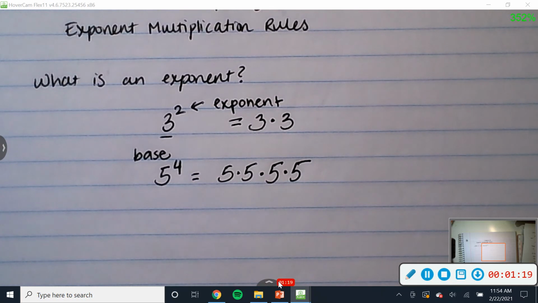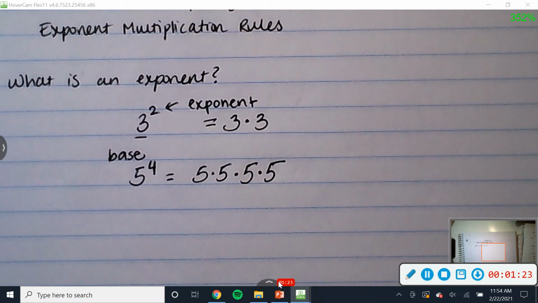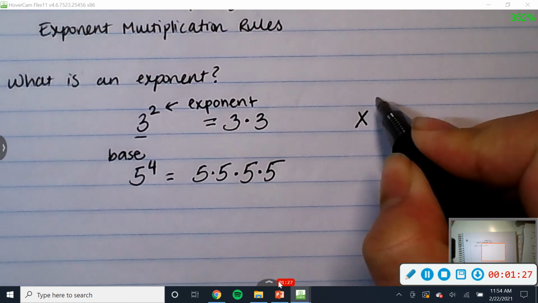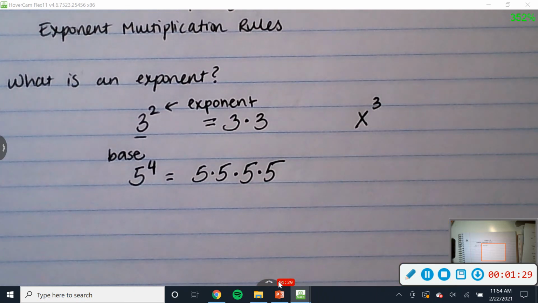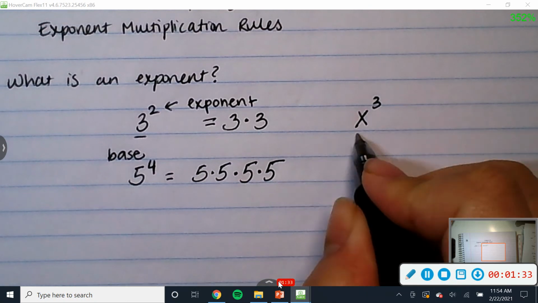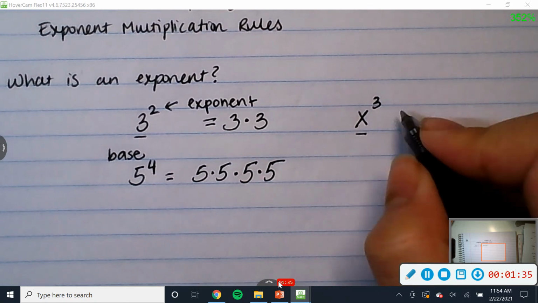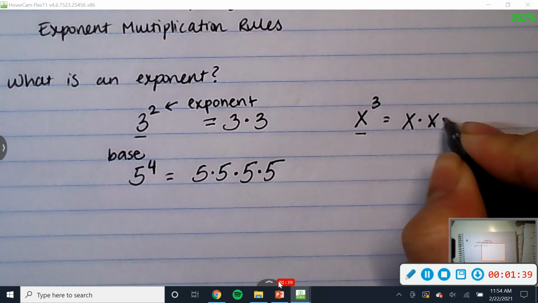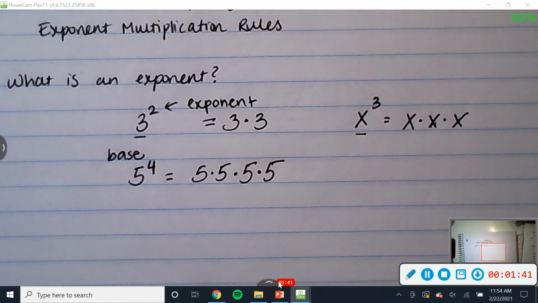You can also have variables be part of your exponent. So for example, instead of a number as the base, you can also have variables. For example, here I have x cubed, or x to the 3rd power. In this case, our base is just a letter, and this would be the same thing as taking x and multiplying this 3 times. So you could have numbers as your base, you could also have variables as your base.